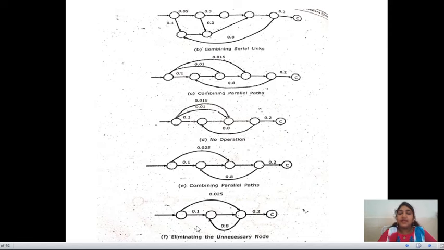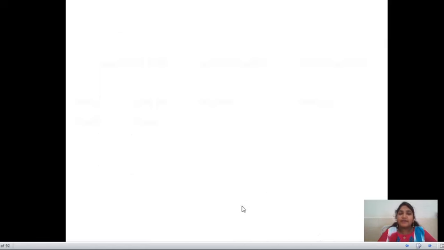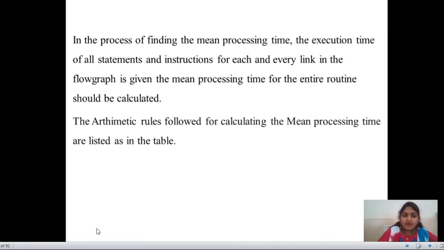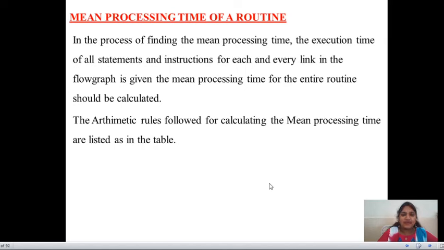So this is about the probability, the looping probability of the particular path count. Hope you all understand about the looping probability. So next we will go for the mean processing time. So how will the mean processing time be calculated? In the process of finding the mean processing time, the execution time of all statements and instructions for each and every link in the flow graph is given. The mean processing time for the entire routine should be calculated.